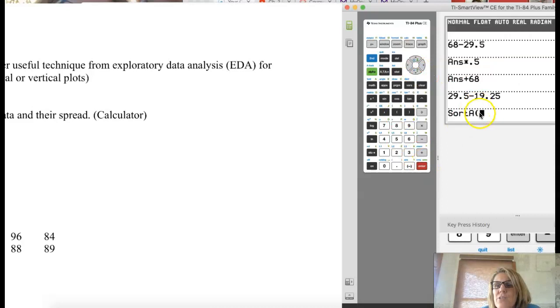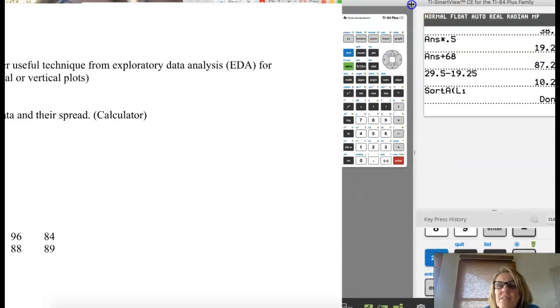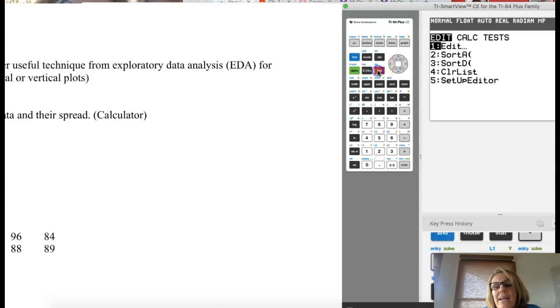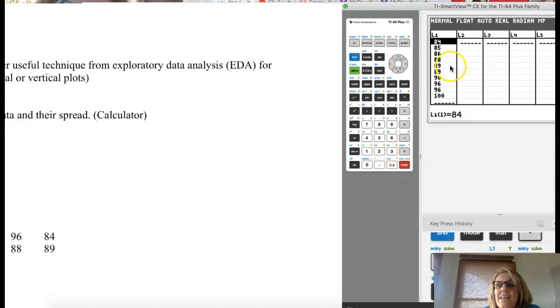And then you have to tell it which list to sort. So look above the 1, 2, and 3 key here. You'll see L1, L2, and L3. My list is in L1, so I do second, number 1, and I'll put L1 in there. And if you hit enter, your calculator just says done. It doesn't tell you anything. So when you go back in and you hit stat, edit, you'll see that it put your data in order from smallest to largest. So now we can see our smallest data value is 84, the largest is 100.